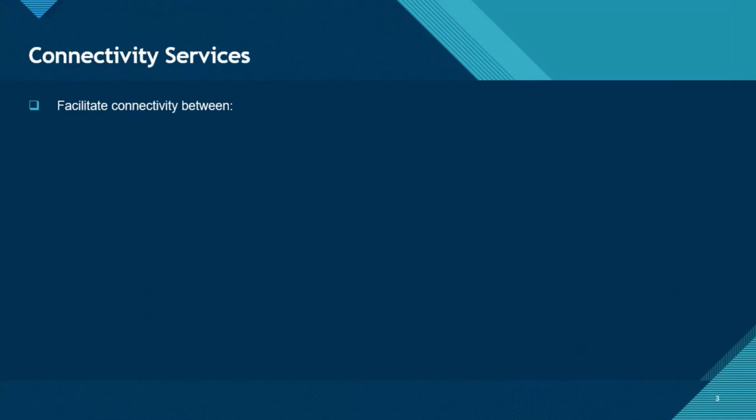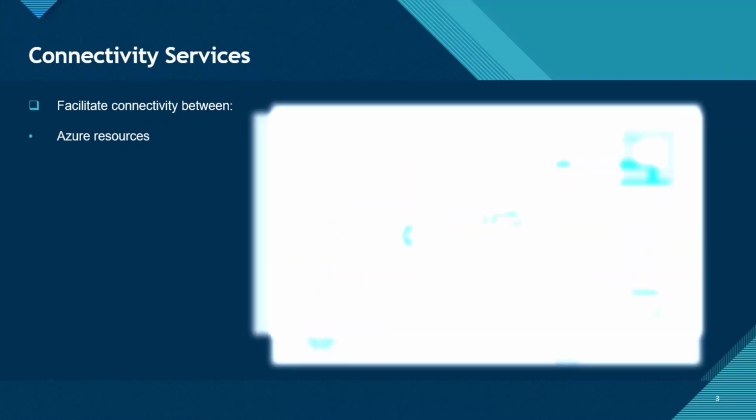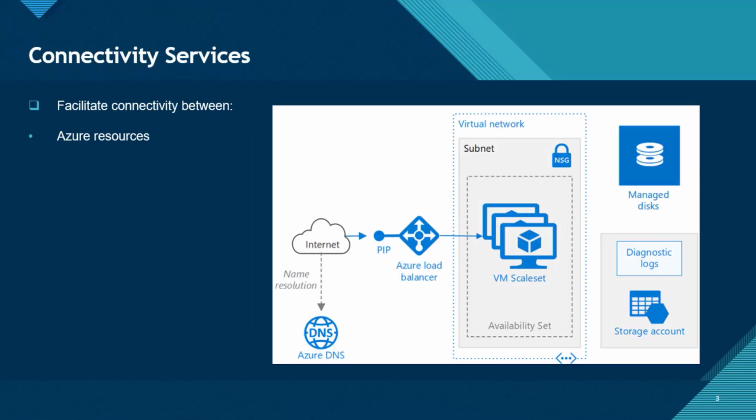This helps to facilitate connectivity between Azure resources. There are different resources that we can create and connect with one another in Azure. A very good example of this would be virtual machine scale sets. A virtual machine scale set provides redundancy for your applications by allowing your applications to run across many virtual machines.